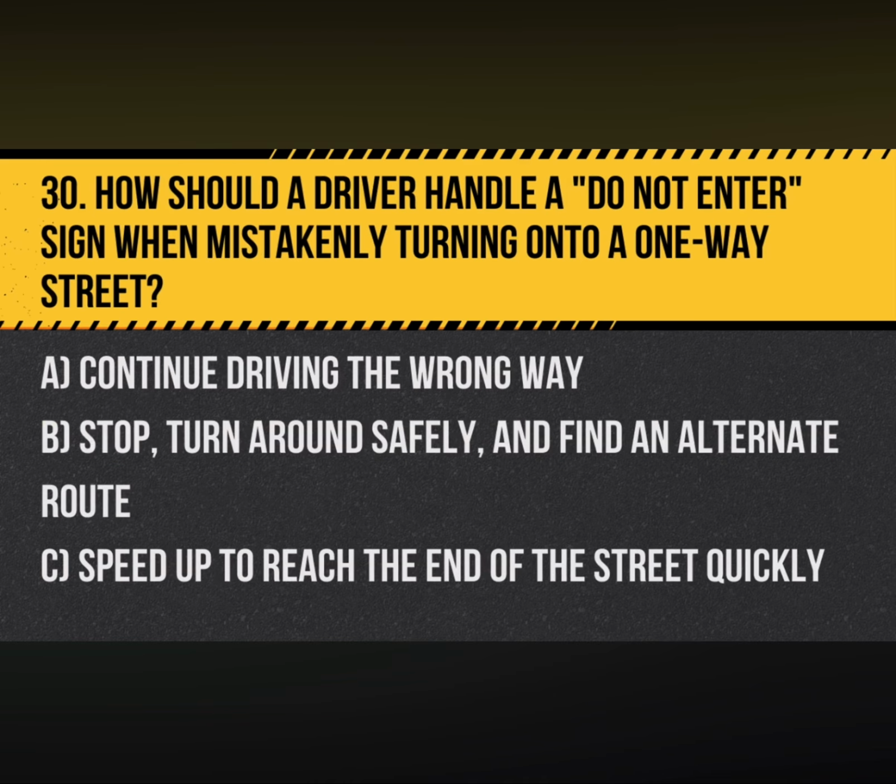Question 30. How should a driver handle a do not enter sign when mistakenly turning onto a one-way street? A. Continue driving the wrong way. B. Stop, turn around safely, and find an alternate route. C. Speed up to reach the end of the street quickly.